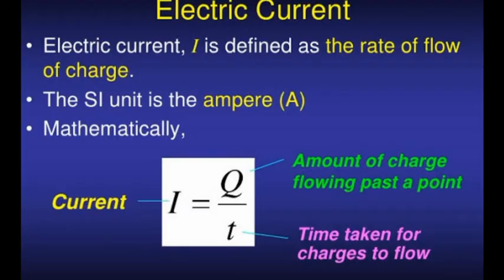Already we know that the electric charge is represented with the capital letter Q and its SI unit is coulomb, represented with the capital letter C. So, how can we mathematically define the electric current? Amount of charge flowing through any cross section of a conductor in a given time.